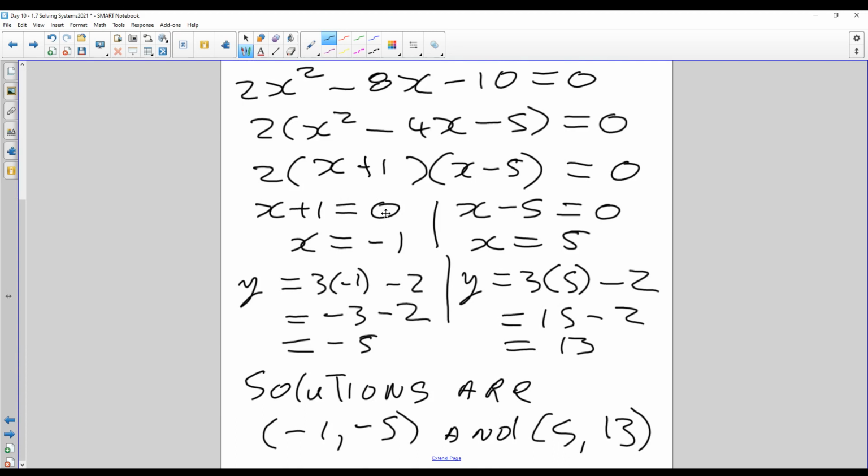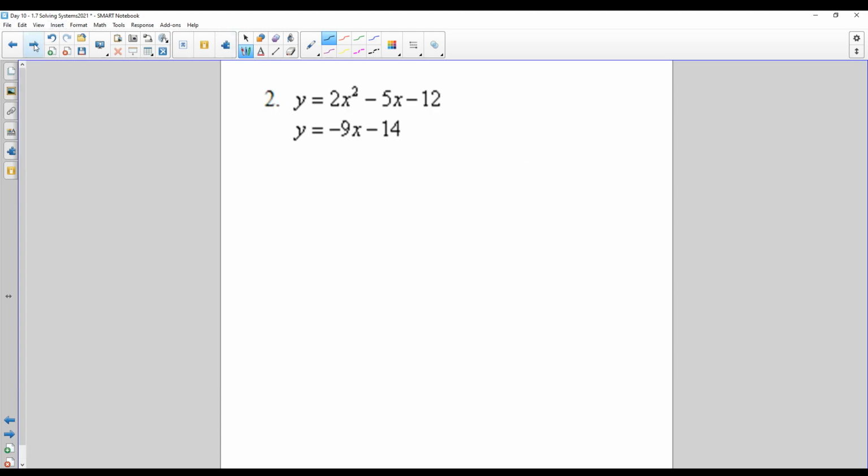And let's try the second one. Right? The second case is where we're supposed to have one solution. Now, this is a case where b squared minus 4ac is going to be positive. Right? That's why we have two solutions. Now, the second one is this one, minus 9x minus 4. So we're going to do exactly the same thing again, which is set them equal to each other. Okay, nothing different here. So 2x squared minus 5x minus 12 is equal to minus 9x minus 14.